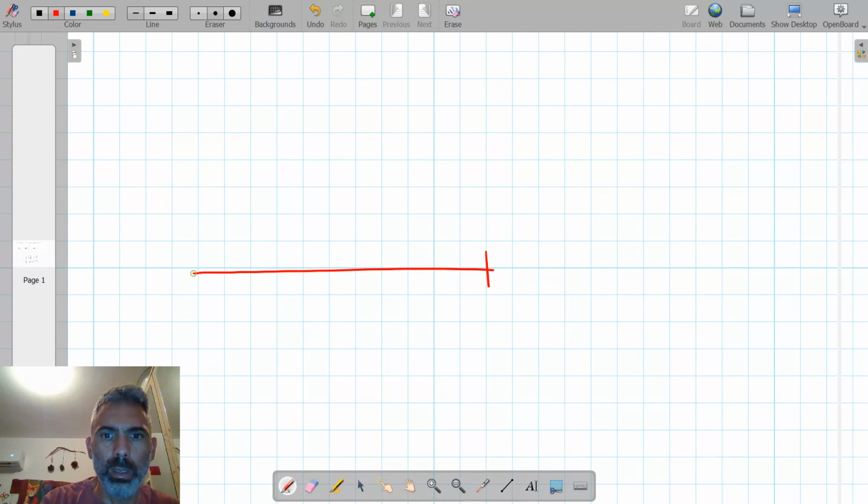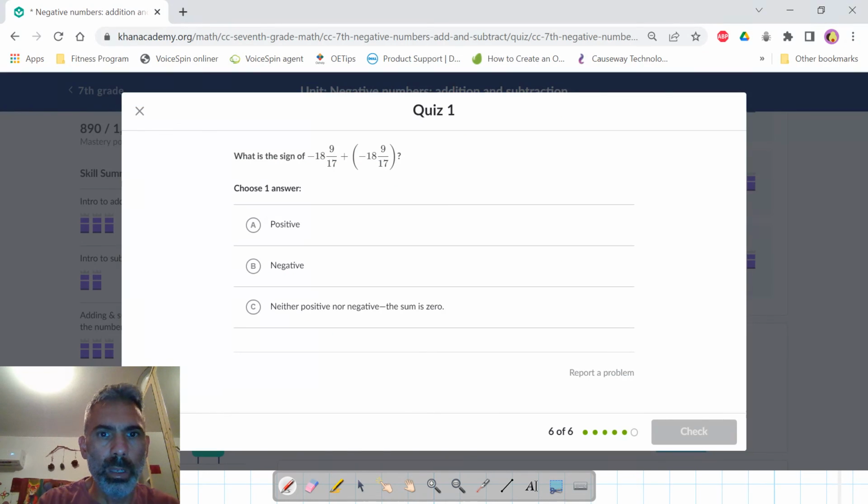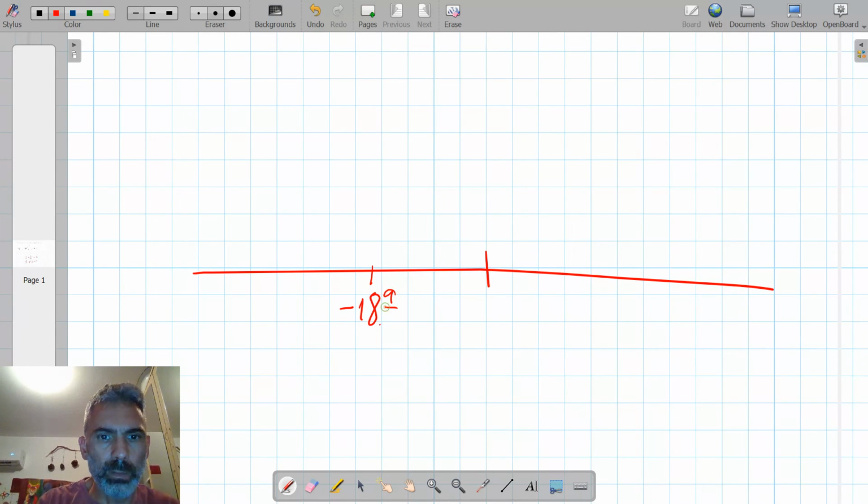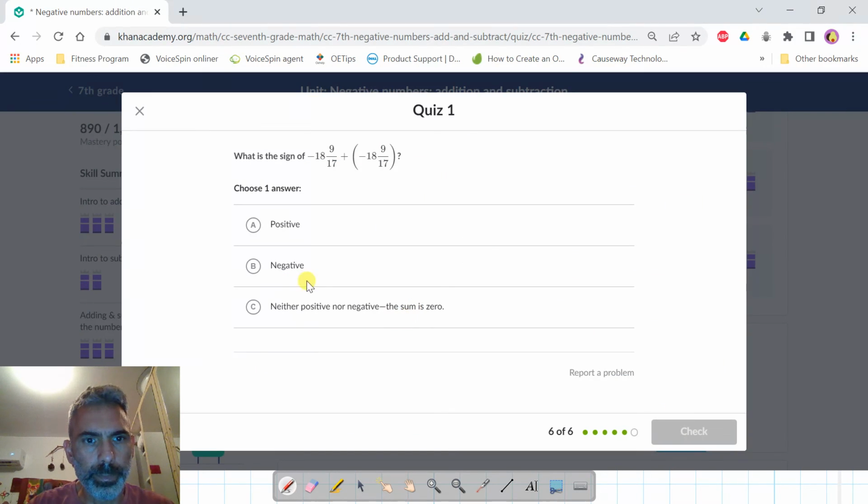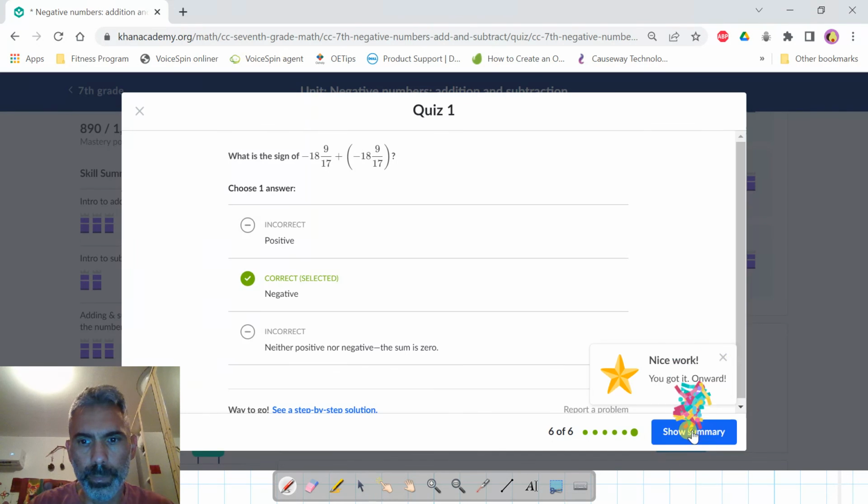Okay, so we're somewhere here, -18 and 9/17, and we add another 18 and 9/17, so we will end up somewhere to the left on the number line, which is negative. Good.